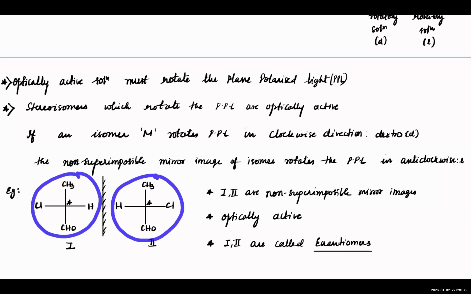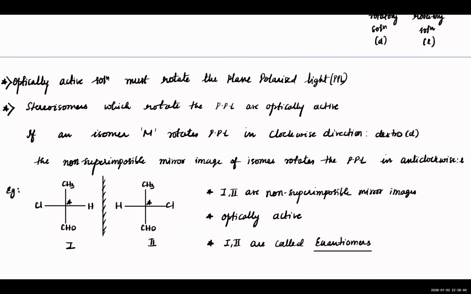of rotation. Correct? So the non-superimposable mirror images rotate the plane polarized light in the anti-clockwise direction with the same angle. Now see, if 1 and 2 are non-superimposable mirror images, they are optically active and they are showing the same rotation. In such a case, we call 1 and 2 enantiomers. So we say 1 and 2 are enantiomers of each other, or 1 and 2 is also read as an enantiomeric pair.